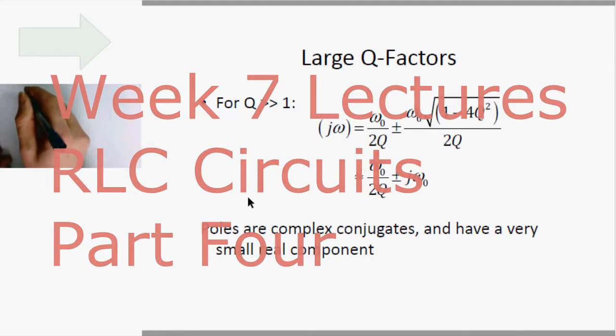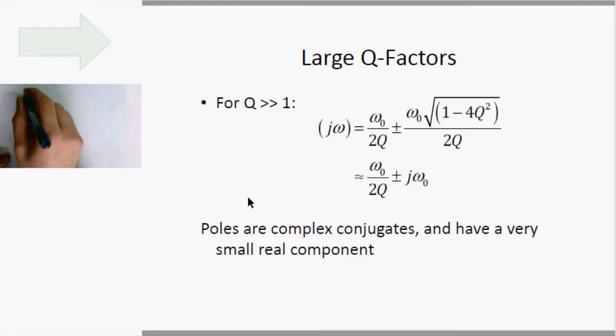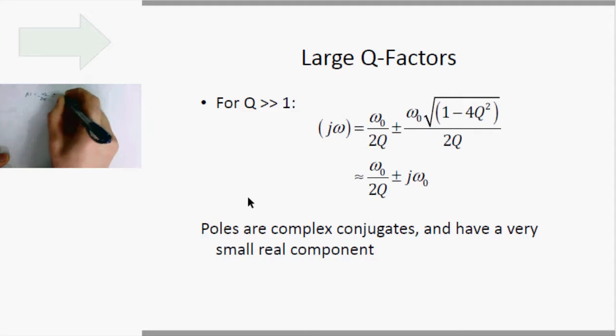Welcome to part 4. This is the last of the special cases we'll be looking at, the case where the Q factor is much greater than 1. So here we have the poles as being omega naught over 2Q plus or minus omega naught over 2Q times the square root of 1 minus 4Q squared.